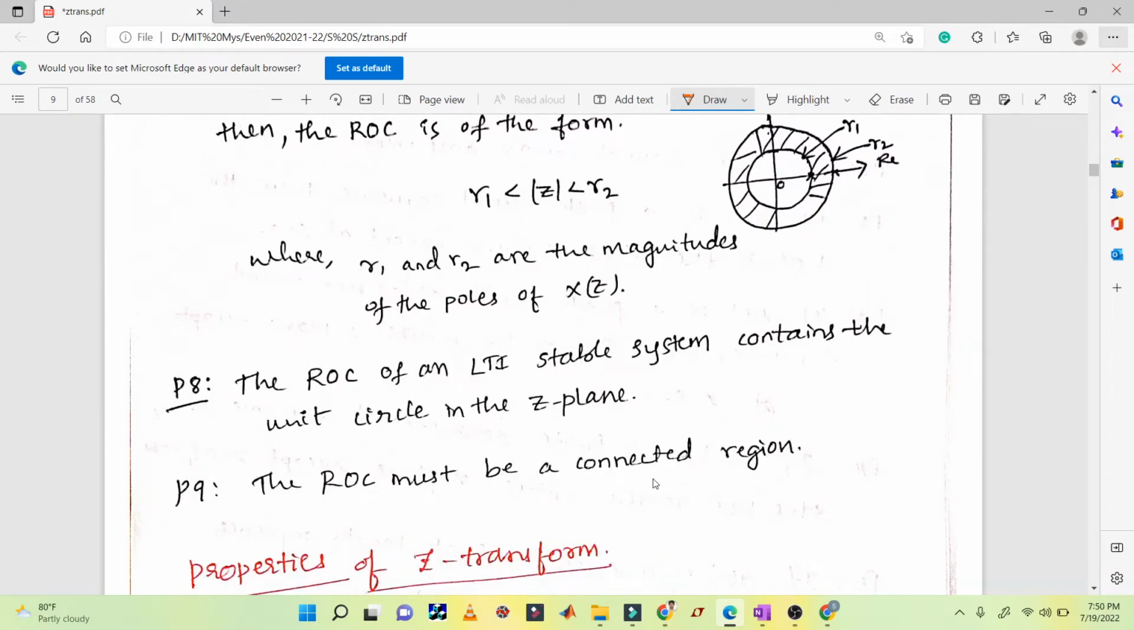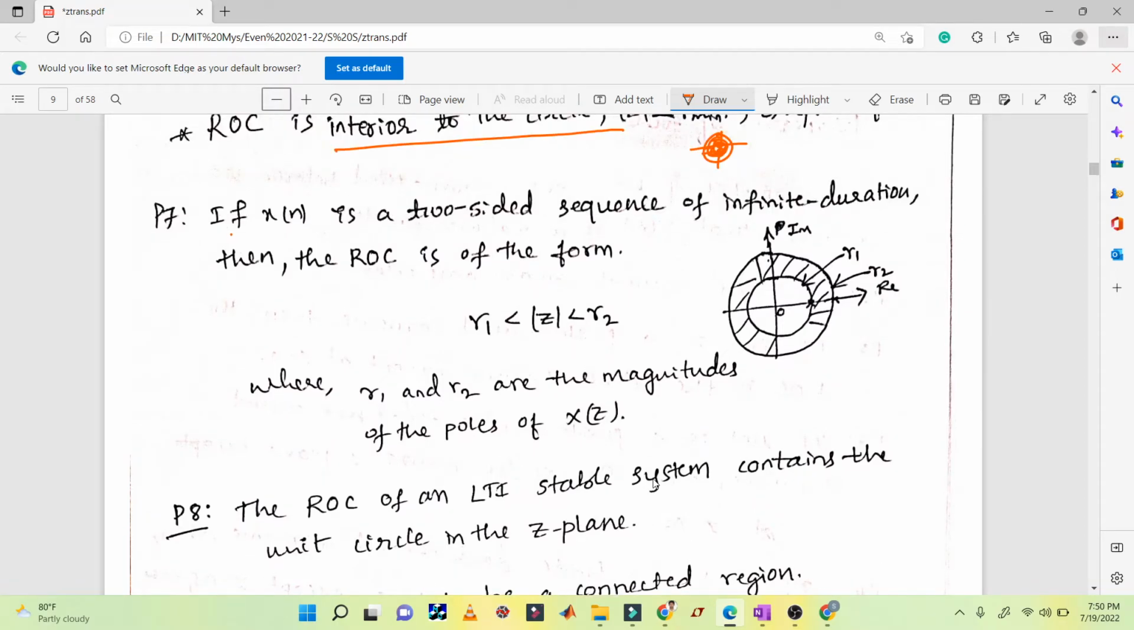Then we have the two-sided sequence, if x of n is a two-sided sequence of infinite duration. The first three properties we have seen for finite duration. Next we are looking at infinite duration. So for infinite duration sequences, the Z transform ROC will be from R1 to R2. Earlier we discussed between A and B, where R1 is smaller than R2. This is shown here. This is the R1 circle, this is the R2 circle. So in between these two circles we have our region of convergence.